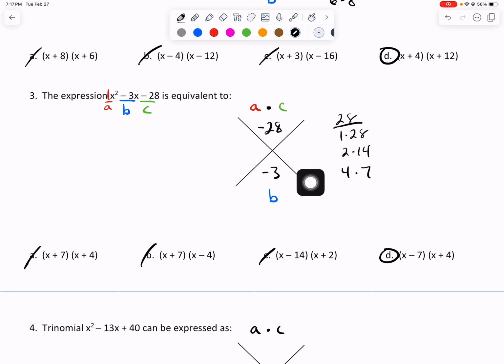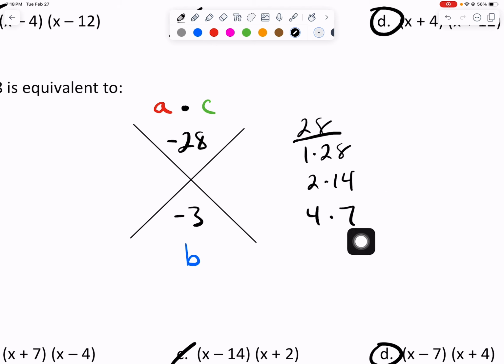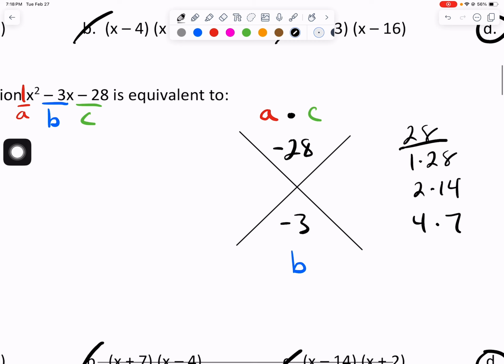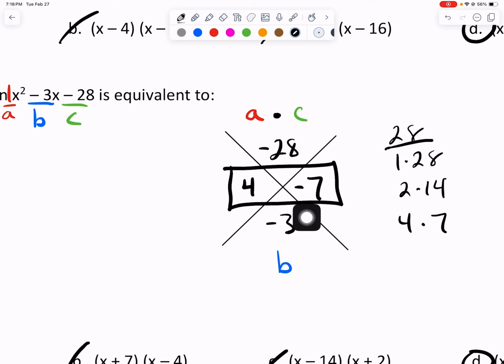Now, if we made one of these a negative, it would give us a negative 28 because a negative times a positive gives us that negative. So now I'm looking, well, how can I make 3? I'm not exactly focused on negative 3 right now. I'm thinking to myself, well, how can I get to 3? Well, I know if I did 7 minus 4, I'd get a positive 3. However, if we need one of these to be a negative, well, we can simply write it as 4 and negative 7. Let me box that. All right. Because 4 times negative 7 gives us our negative 28, and 4 minus 7 gives us our negative 3.